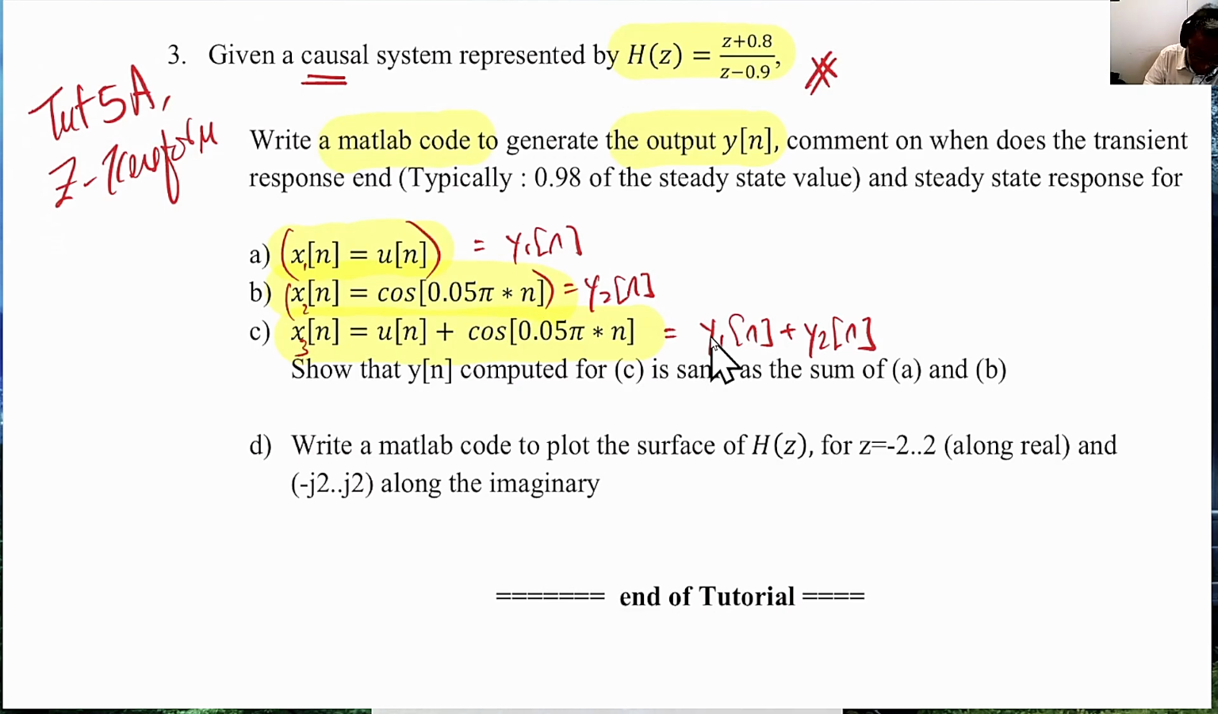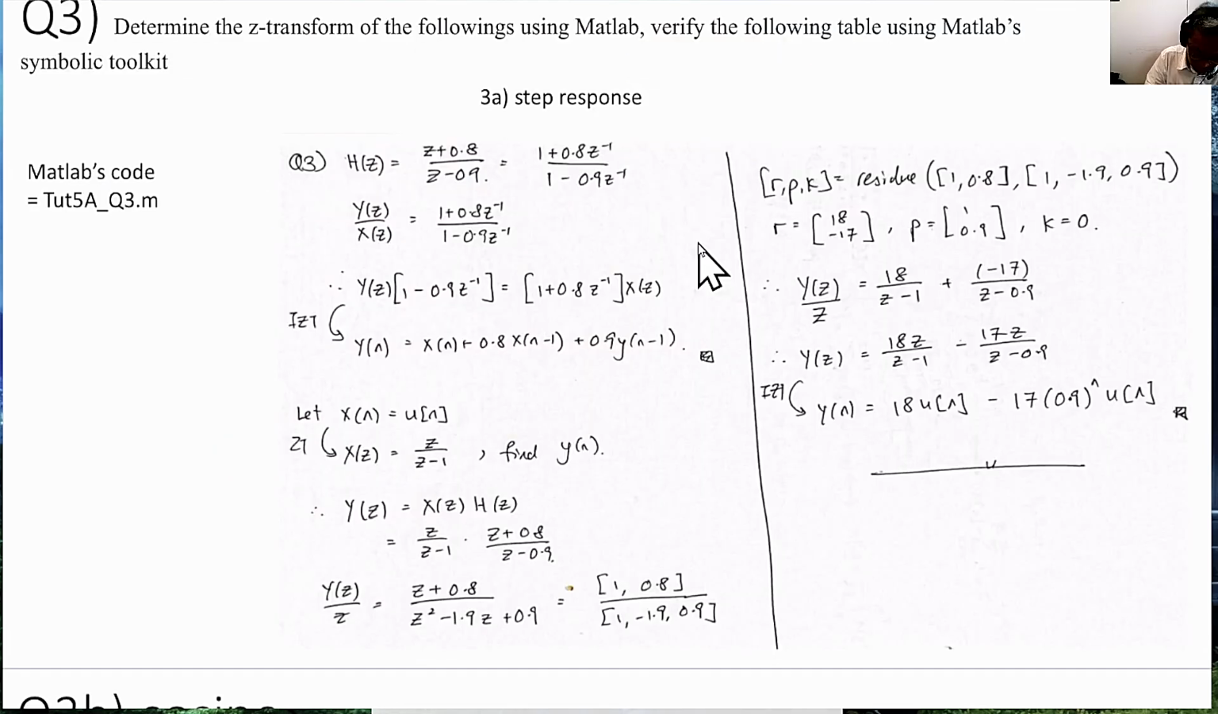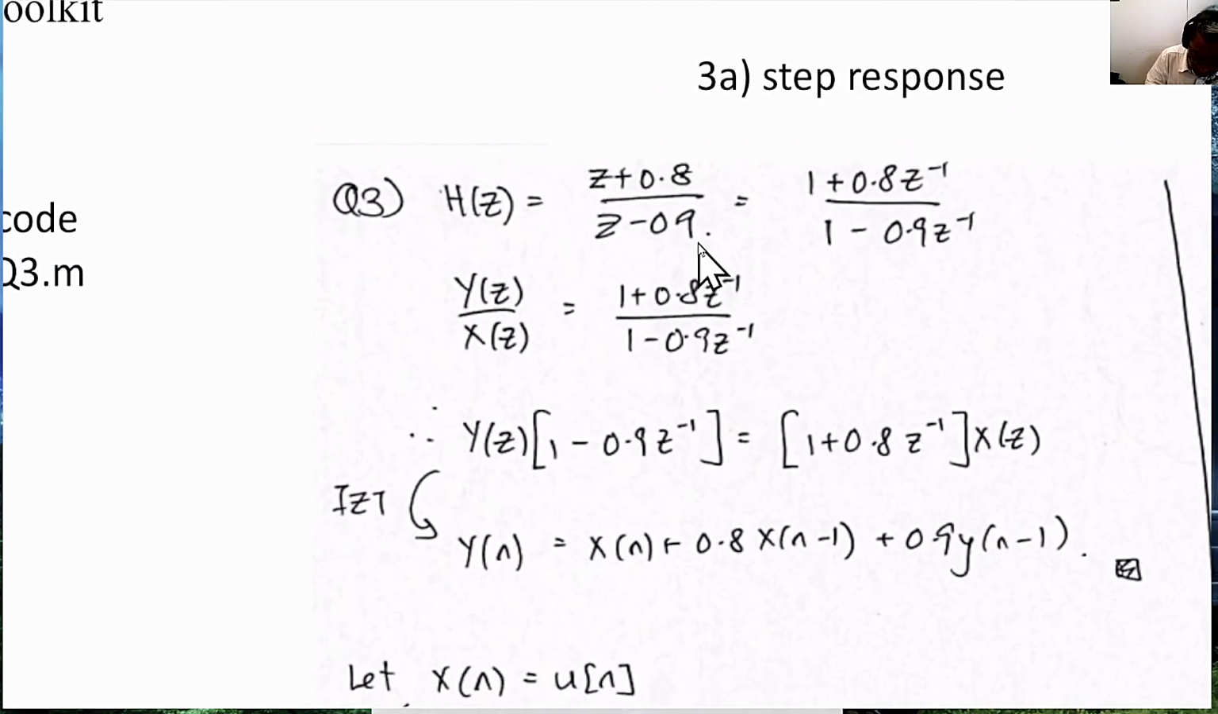Finally, in the last question, we are asked to plot the surface of H(z) from -2 to 2 and -2 to 2 along the imaginary axis. Let us begin. First, let's write down the difference equation.